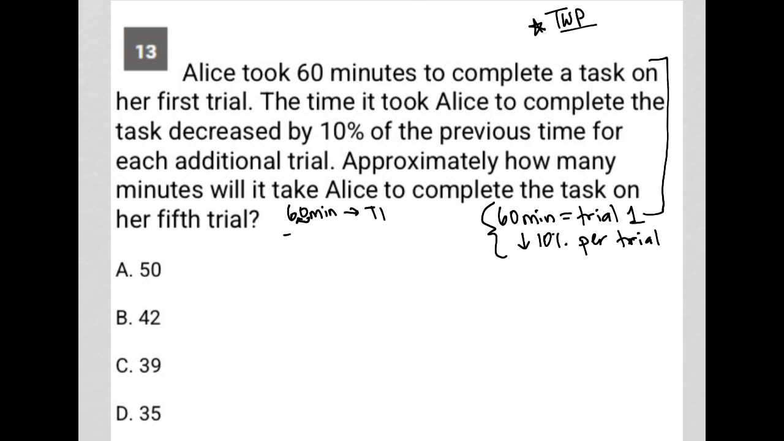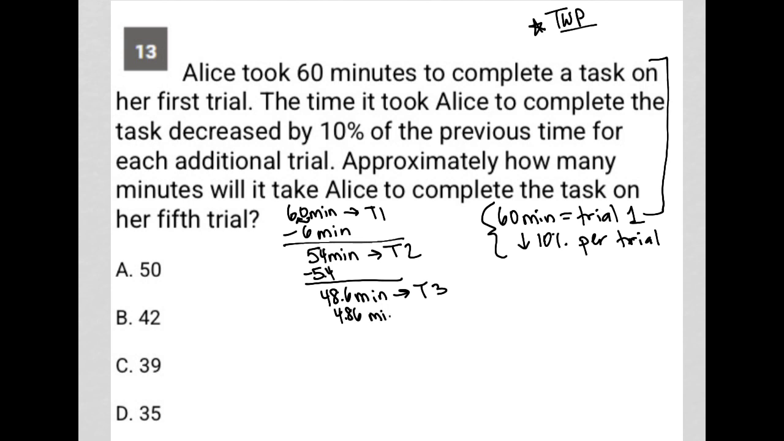So I'm going to subtract 6 minutes from this, and what I get is 54 minutes, and that is trial 2. Do the same thing, subtract another 10%, which would be 5.4 minutes, and that is going to give me 48.6 minutes for trial 3. Do the same thing again, subtract 4.86 minutes. And I'll just do that over here, 48.6 minus 4.86.